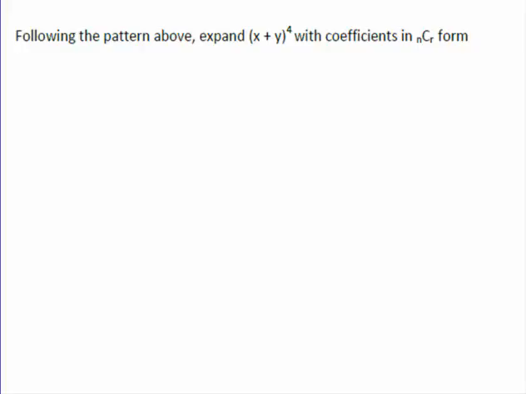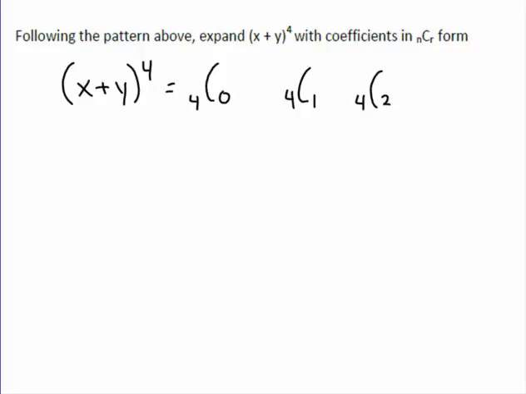and using that nCr for the coefficients, we know that for x plus y to the 4, the first coefficient is going to be 4C0. The next one will be 4C1, 4C2, 4C3, and 4C4. Now that's just the coefficients.